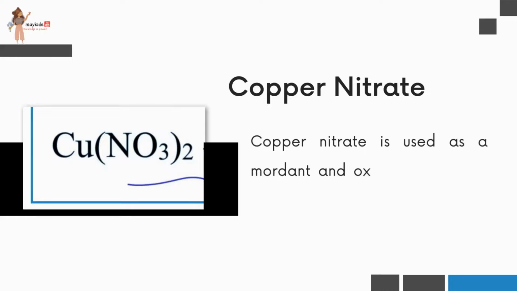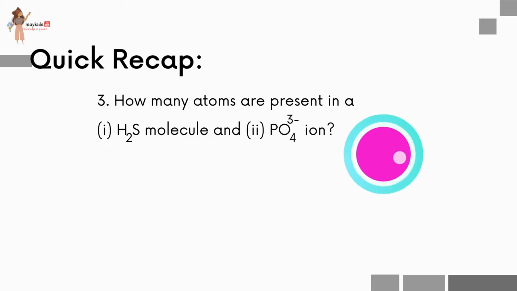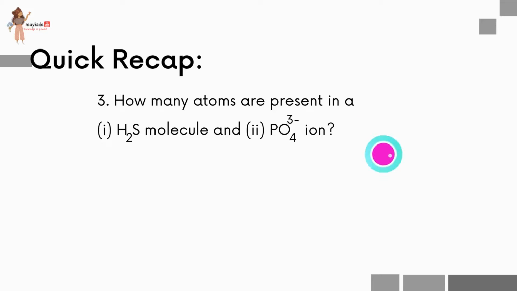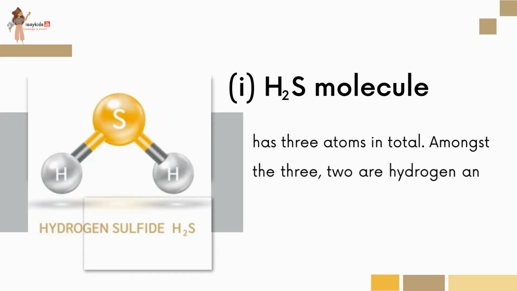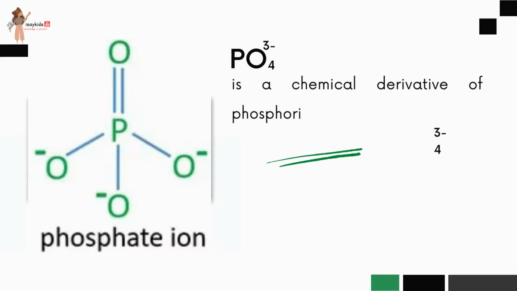Cu(NO3)2 is copper nitrate. It is used as a mordant and oxidizing agent in textile dyeing. Can you tell me how many atoms are present in a H2S molecule? Well, in an H2S molecule, 3 atoms are present in total. 2 are hydrogen and 1 of sulfur. Hydrogen sulfide gas is colorless with the repellent odor of rotten eggs.